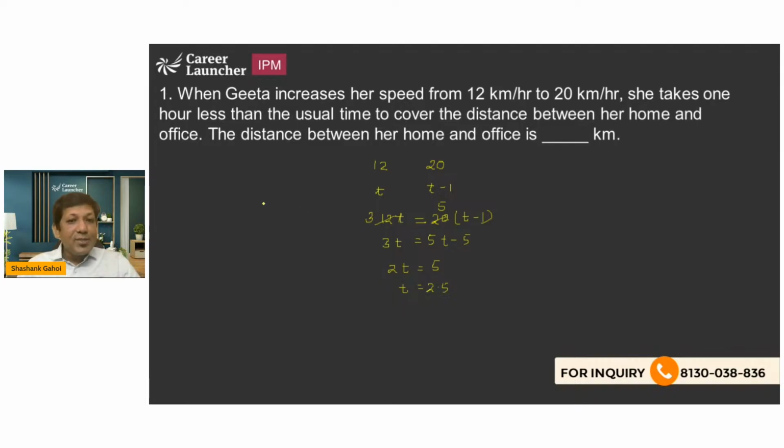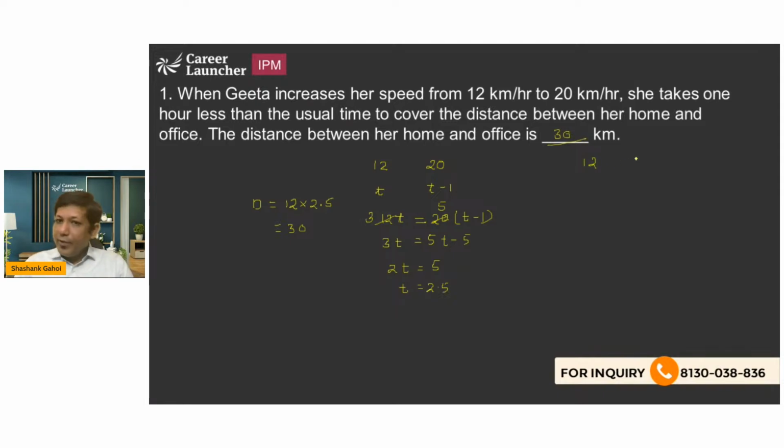Now, what is the distance we are talking about? Distance is speed into time, that is 12 into t, so 12 into 2.5. So the answer comes out to be 30, and that is the first approach. So the distance is 30 kilometers. Now, what is the second approach?